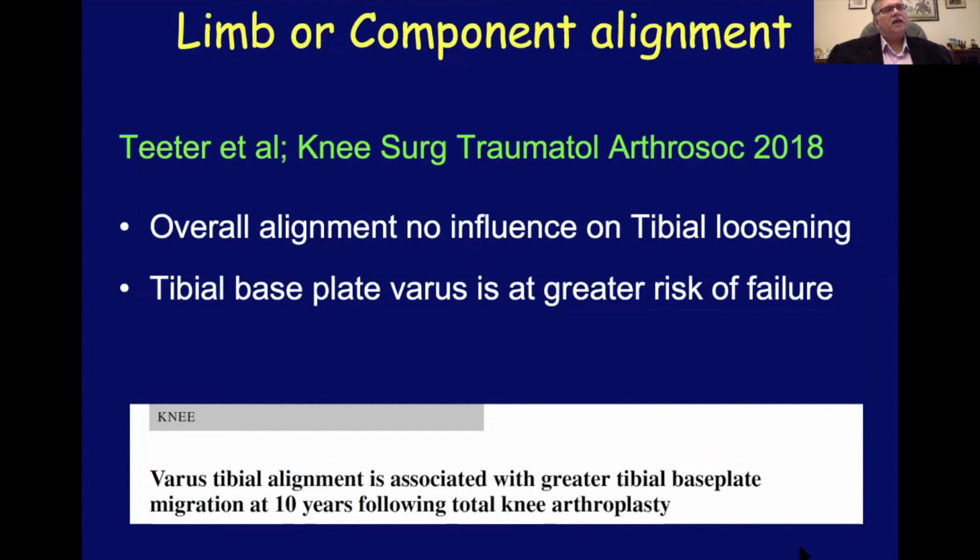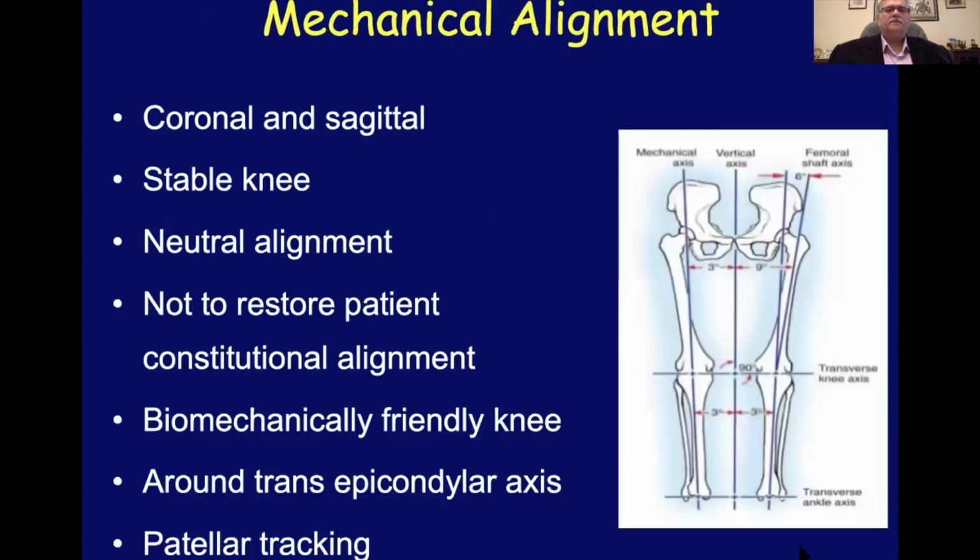Should it be a limb alignment or component alignment? A paper from 2018 by Teeter et al. has said that overall alignment has no influence on tibial loosening. But if the tibial base plate is in varus, there is a greater risk of failure.